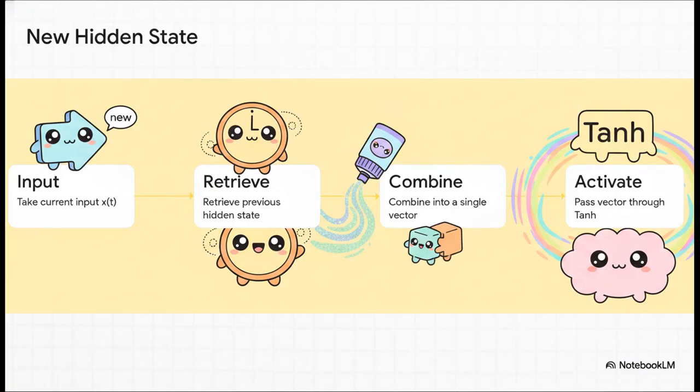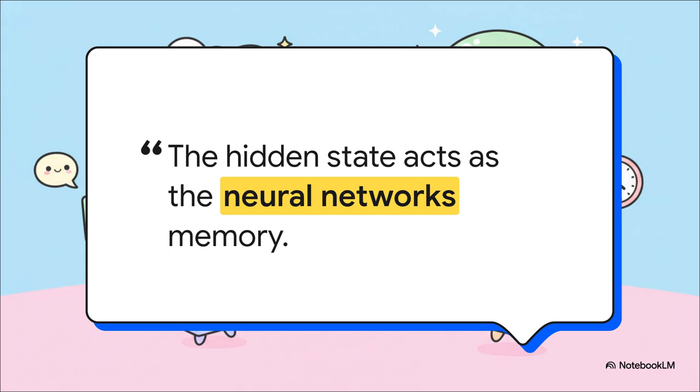Let's just walk through this step by step so it clicks. First, the network takes the current input, say a mathematical vector that represents a specific word. Second, it reaches back and retrieves the previous hidden state. Third, it essentially glues that input and the previous hidden state together into a single combined vector. And finally, step four, it passes that new vector through a tanh activation function, spitting out the brand new hidden state. So ultimately, the hidden state acts as the neural network's memory.